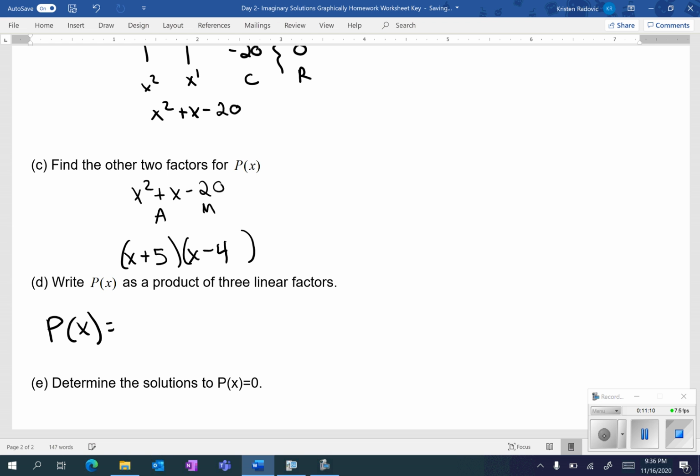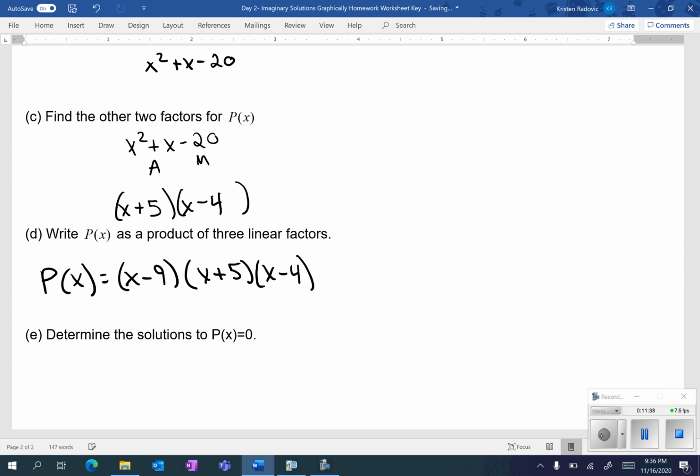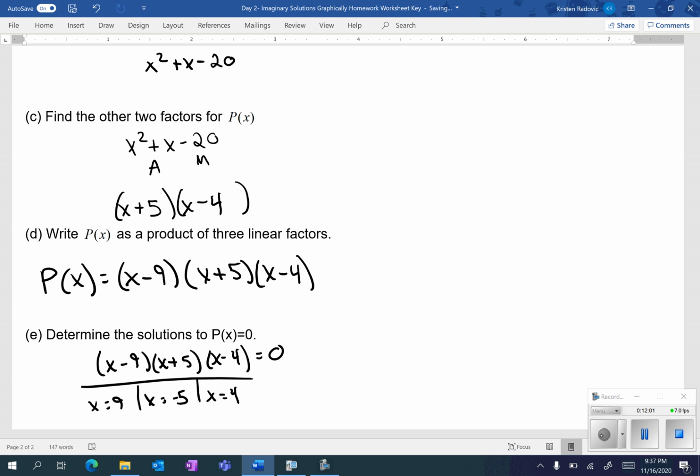To write it as a product of three linear factors, in part A, we found out that originally x minus 9 was a factor. When we divided by x minus 9, I had two new factors when I got the quotient and factored again, which was x plus 5 and x minus 4. Now, if you want to find the solutions, take your factors, set it equal to 0, and do a t-chart. You're going to get x is equal to 9, x is equal to negative 5, and x is equal to positive 4.